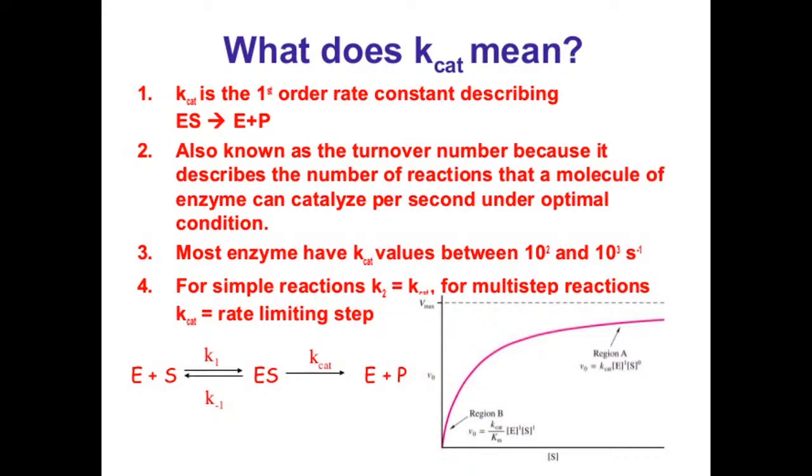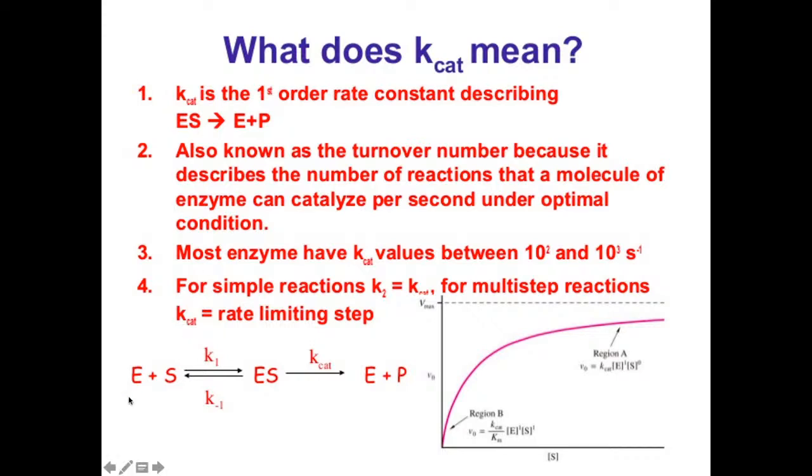So kcat is the first order rate constant describing your enzyme substrate into enzyme plus product, which is also known as a turnover number because it describes the number of reactions that a molecule of enzyme catalyzes per second under optimal conditions. Most enzymes have kcat values between 10 raised to power 2 to 10 raised to power 3 per second. So here we can calculate these values.